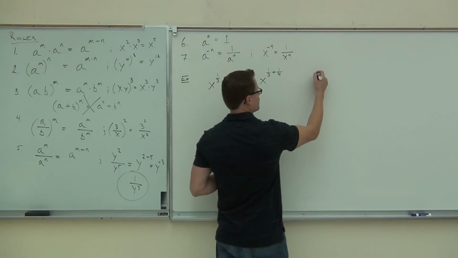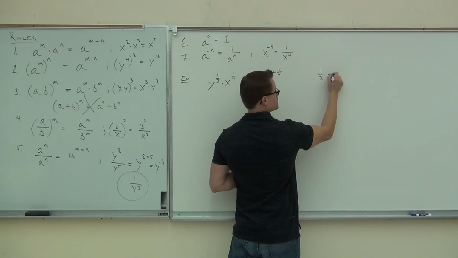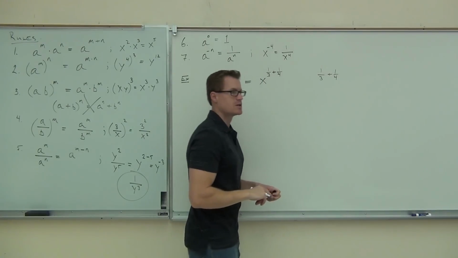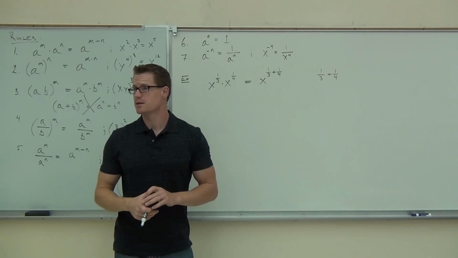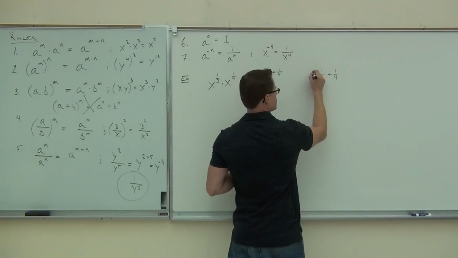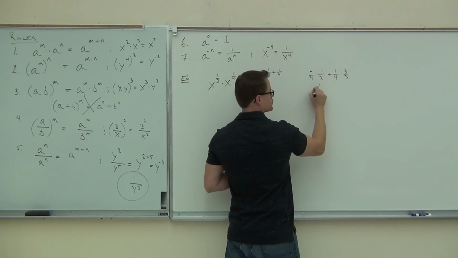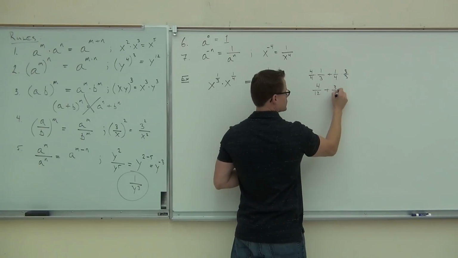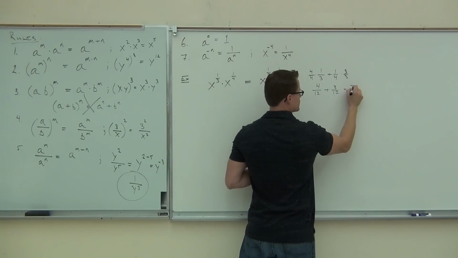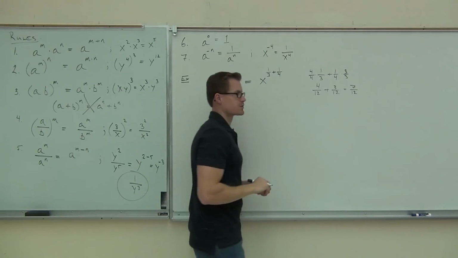I just say, okay, I know I need to add 1/3 plus 1/4. That means the common denominator. Common denominator is going to be what? So we're going to multiply this by 4 over 4, this by 3 over 3. We'll get 4/12. We'll get 3/12. That's going to give us 7/12.